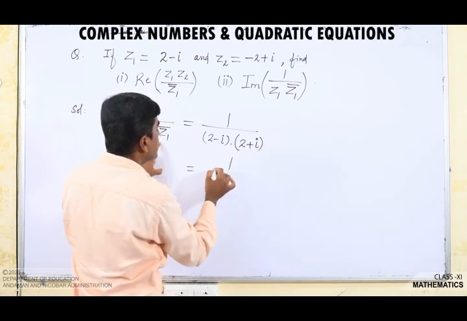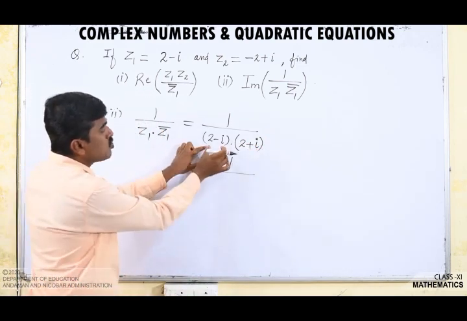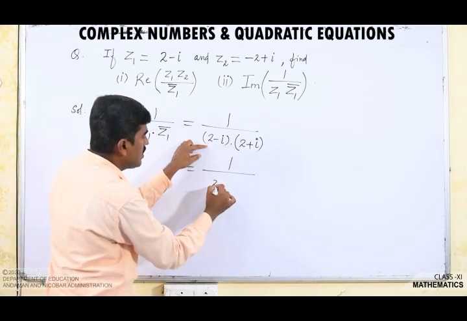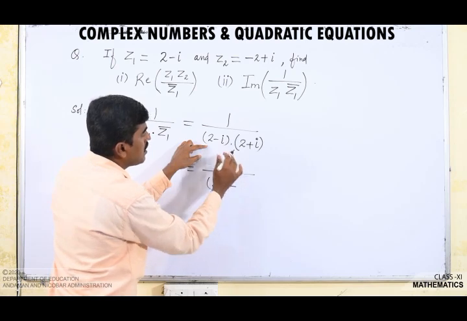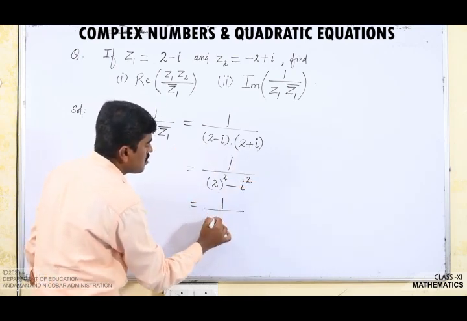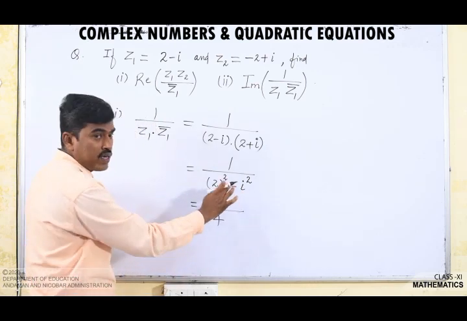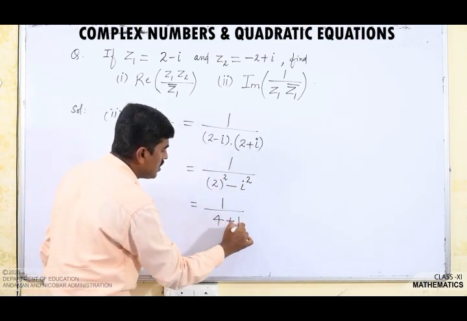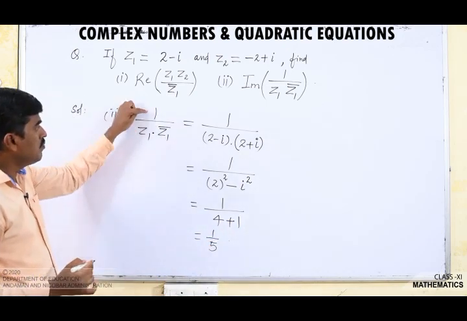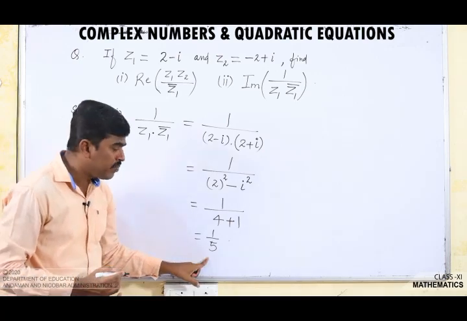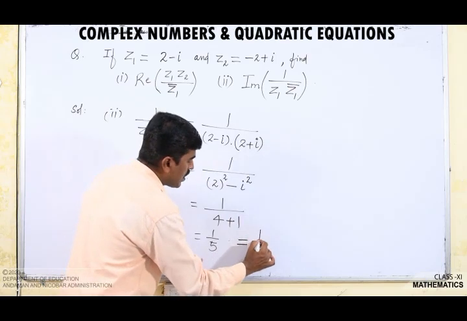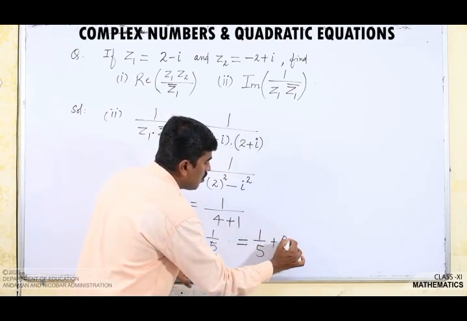So, simplify it, that is equals to 1 upon, this is 2 minus I into 2 plus I, that is in the form of a minus b into a plus b. So, we can write 2 square minus I square. So that is equals to 1 upon, this is 4. What is the value of I square? I square is equals to minus 1. So we will get plus 1 here, that is equals to 1 by 5. So here the value of 1 by Z1 into Z1 bar is equals to 1 by 5. It is purely real. So this 1 by 5 can be expressed as 1 by 5 plus 0I.